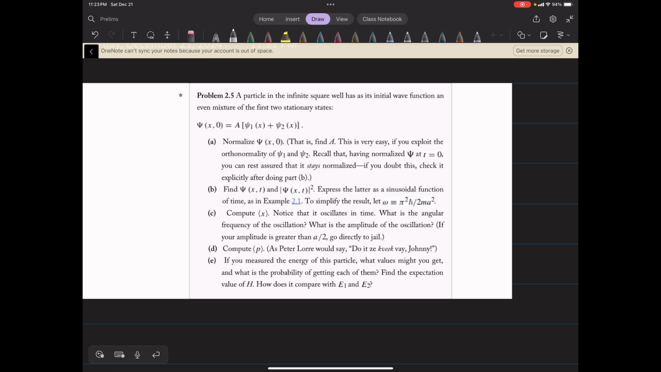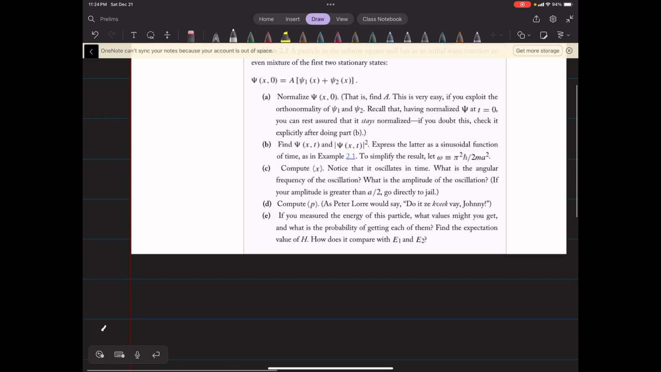So we have a particle in an infinite square well that has an initial wave function as an even mixture of the first two stationary states, as given there. And we have a bunch of different problems here. We need to normalize our initial wave function. We need to find our total wave function and the modulo squared. We need to compute the expectation value of x, noting the amplitude of oscillation and the frequency of oscillation. Then we need to compute delta P, and then we need to talk about the different energies that could be measured from the system.